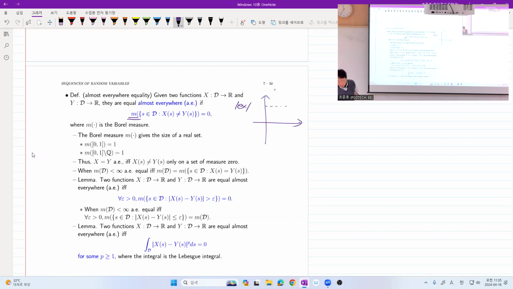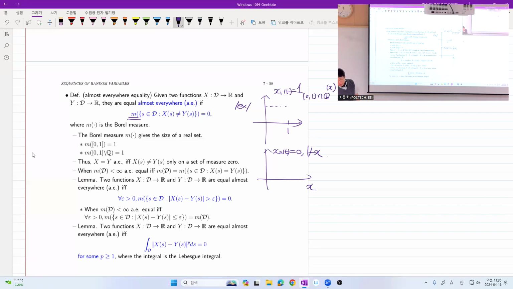Suppose you have a function x1 that is the indicator function of [0,1] intersection Q of x. What does that mean? So the function has value 0 for all irrational numbers on this interval. And of course, outside the interval, they are zeros. And if they are rational, then it's 1, right? Now, this function and the other function are to be compared.